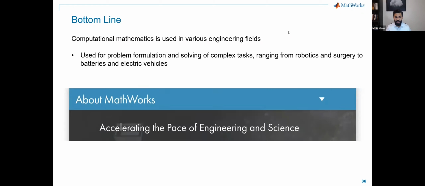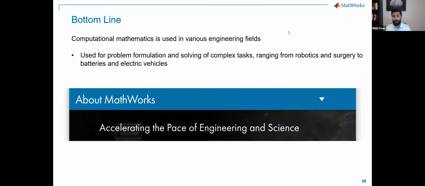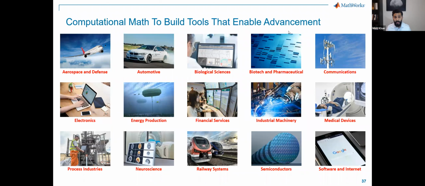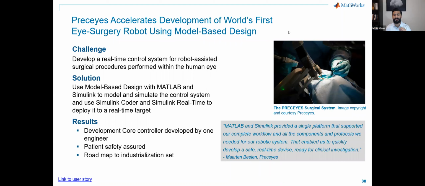and electric vehicles. And we at MathWorks are also a part of industry, and we use a lot of mathematical computations to develop some of the tools that help solve real world problems. And that is a big part of our contribution in industry, which helps speed up others' engineering and science developments. So some of the tools that we have computed mathematically and then deployed have resulted in solving issues for aerospace and defense, to biotech and pharmaceuticals, all the way to neuroscience and even software and internet related challenges.